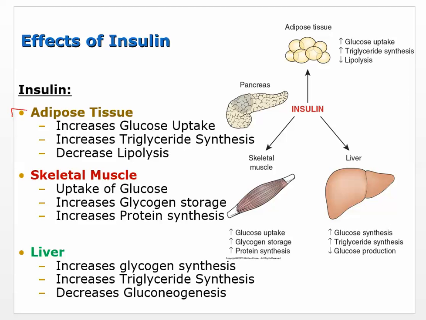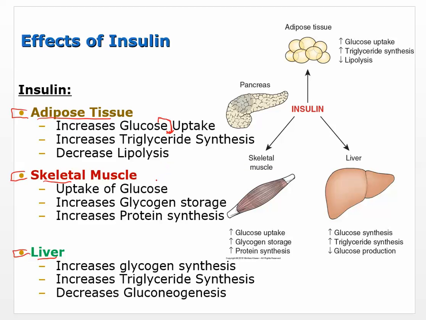Remember this for the exam, or for whatever exams you might be taking someday. Insulin has its effect primarily on these cell types: adipose tissue, skeletal muscle, and liver. The effect in adipose tissue is going to be centered around fat. So it's going to increase glucose uptake, so the excess glucose can be turned into fats, which ties right into the increase in triglyceride synthesis. So we put glucose into the adipose tissue, and then we turn it into triglycerides or fat.